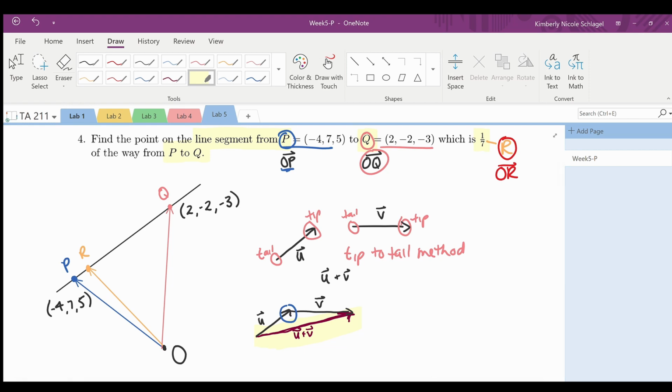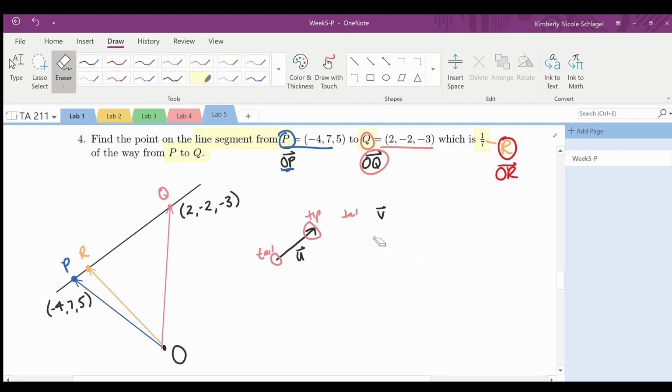If you are not familiar with that, then just do a little bit of practice, because these types of questions do entail some vector addition and that sort of thing. So, what are we trying to find? Well, we're going to write it down. We're trying to find OR.